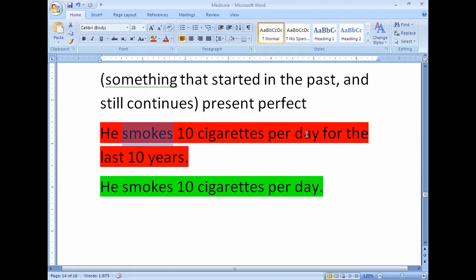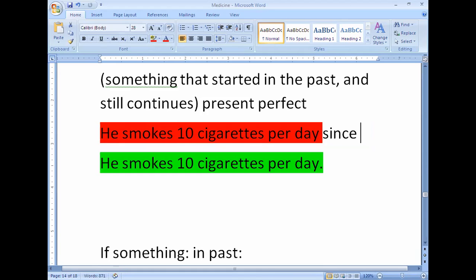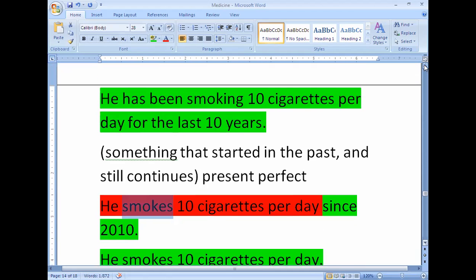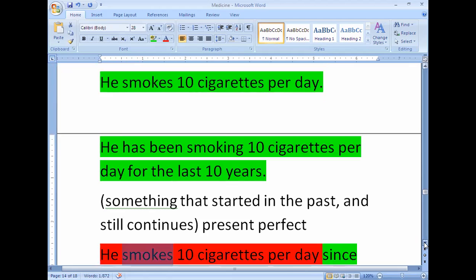Let us change it, because some people can be confused with last or this. Let us change to since 2010. He smokes 10 cigarettes per day since 2010. Is it okay? No, not okay. This is the issue. He has been smoking. Something started in the past and still continues, so we should use present perfect. He has been smoking. Okay.